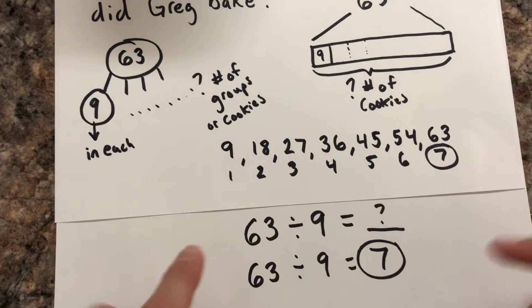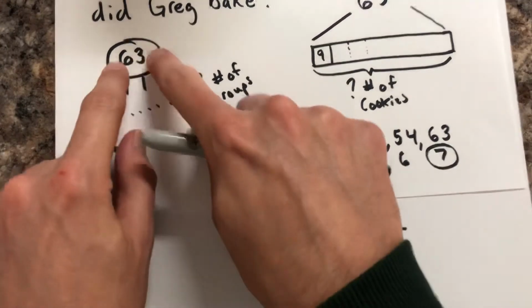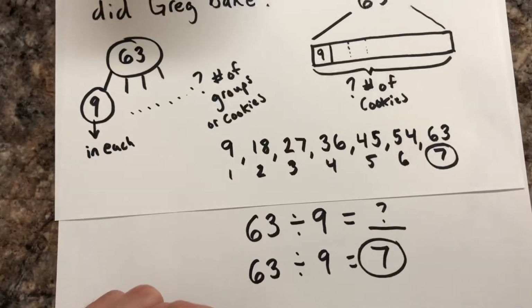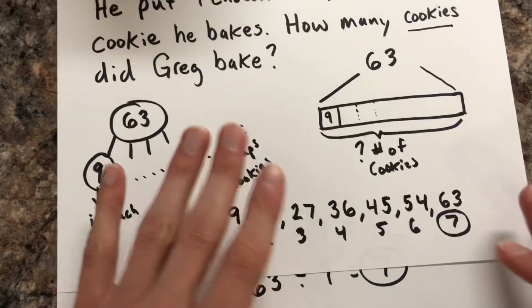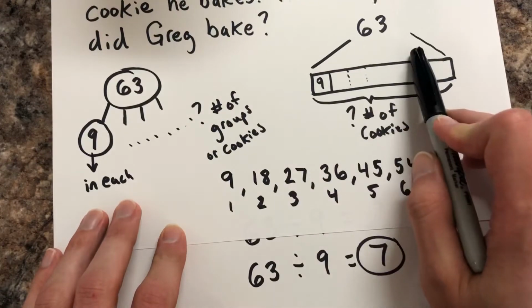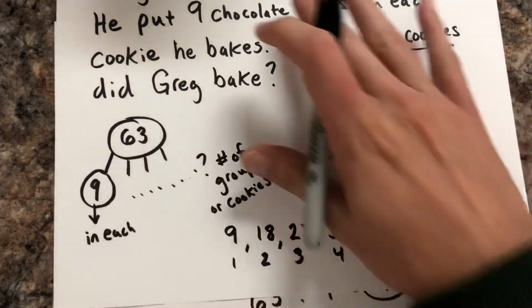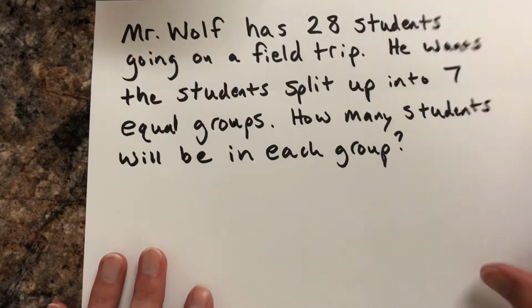So that's basically saying I've got 7 cookies, 9 chocolate chips are on each. That's 63 chocolate chips altogether. Great. So we found the answer to the first one. That's making a number bond and a tape diagram and using skip counting as our strategy to solve division problems. All right, great. Let's move on to our second and final word problem.